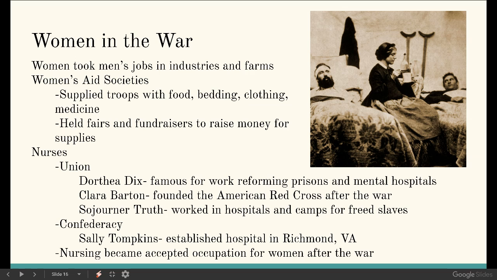In the Confederacy, a really famous nurse was Sally Tompkins. She established a hospital at Richmond, Virginia for soldiers. And the service of nurses during the Civil War helps to make nursing an accepted occupation for women after the war. So nursing is going to become a big place for women to hold jobs after the war.